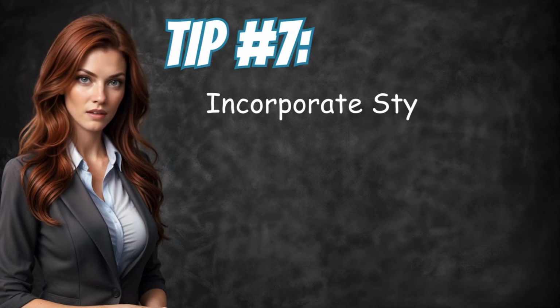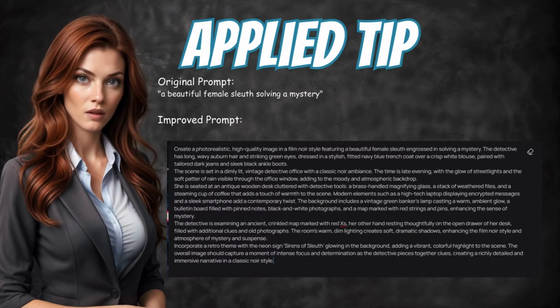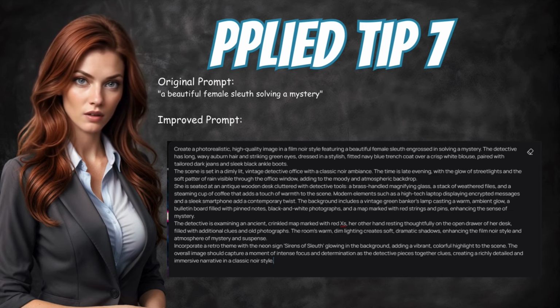Tip number 7, incorporate styles and themes. Include style-related keywords like watercolor, comic book, photorealistic, or abstract to guide the artistic direction of the image.